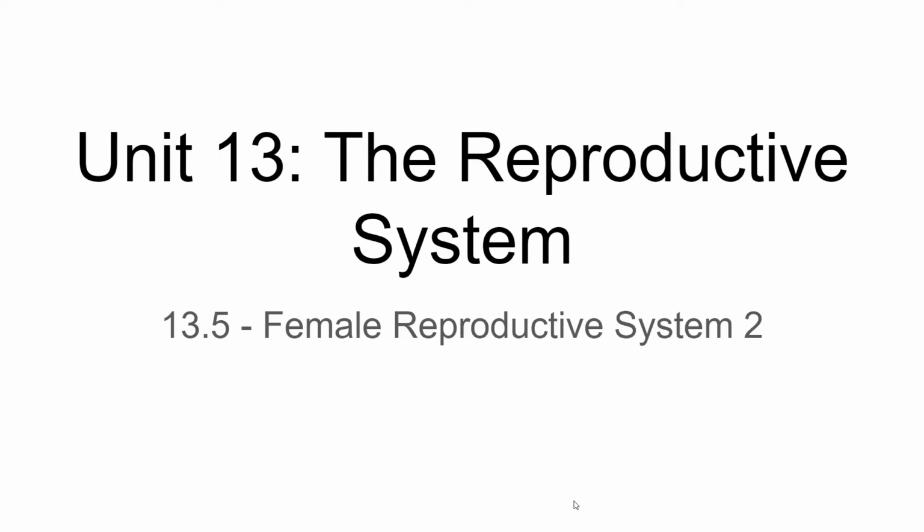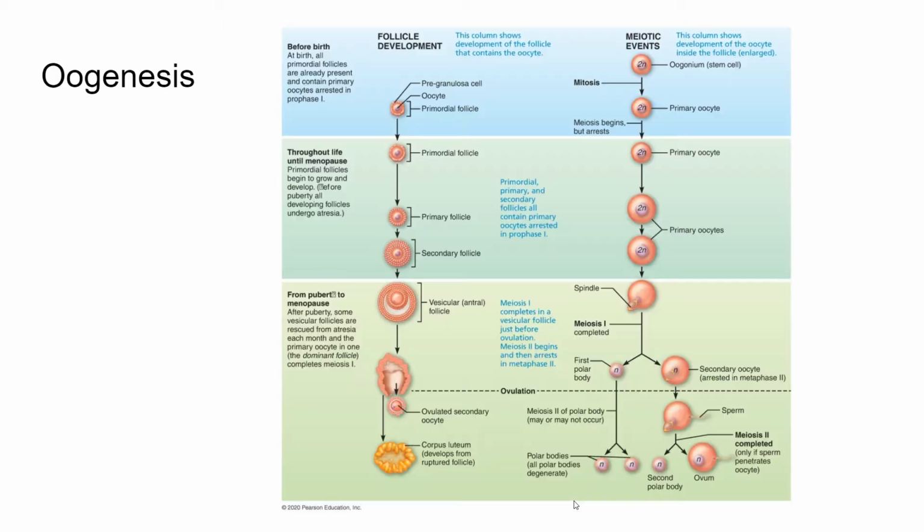In this video, we will be covering the female reproductive system once again, but specifically looking at oogenesis, which is the production of egg cells, comparing it with spermatogenesis, and then looking at the ovarian and the menstrual cycles.